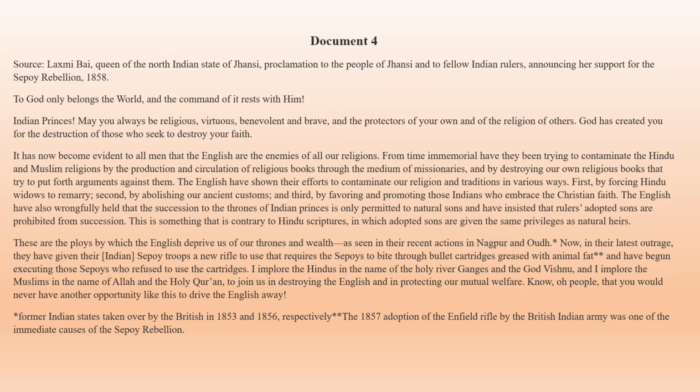All right, jump down. Third paragraph, okay, it says, "It has now become evident to all men that the English are enemies of our religions," plural, okay? And she says the Hindu and Muslim religions, through the production and circulation of religious material by the medium of missionaries, are being destroyed, our own religions. So she's making really clear that the English are attacking both Hindu and Muslim religions, because remember, Indian rulers were both Hindu and Muslim, okay? Because you had the Mughals and you had some native Hindu rulers as well.